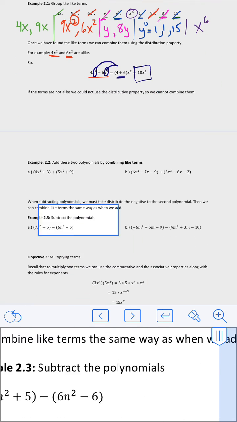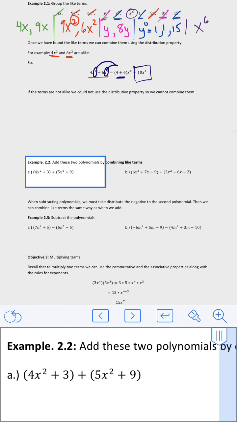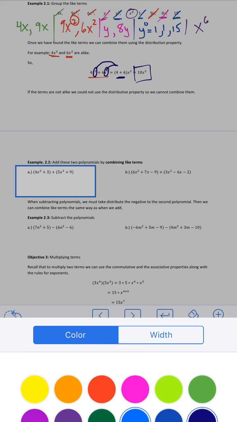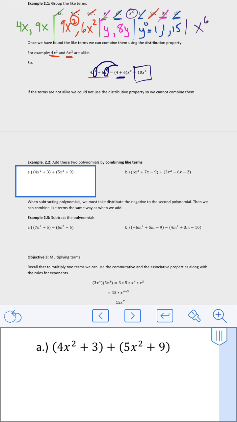All right, cool. So let's try that out on a few down here. Example 2.2. Add these two polynomials by combining like terms. So let's do this first one together. I'll let you guys handle the second one alone. Let's take a look at this. So I've got this first, what we call a binomial. Bi means two, so two terms, like a bicycle, right? So I've got 4x squared plus 3 plus the second polynomial, the second binomial, 5x squared plus 9, right?